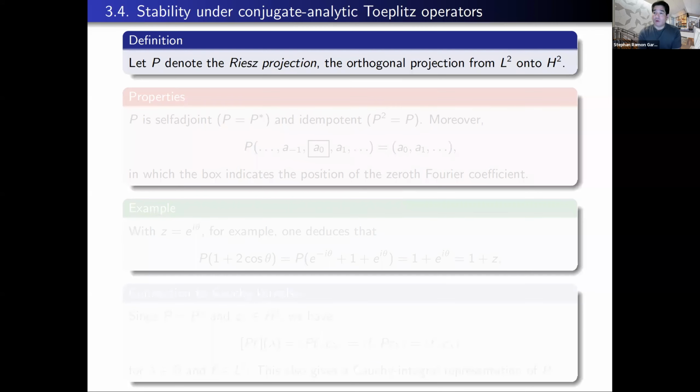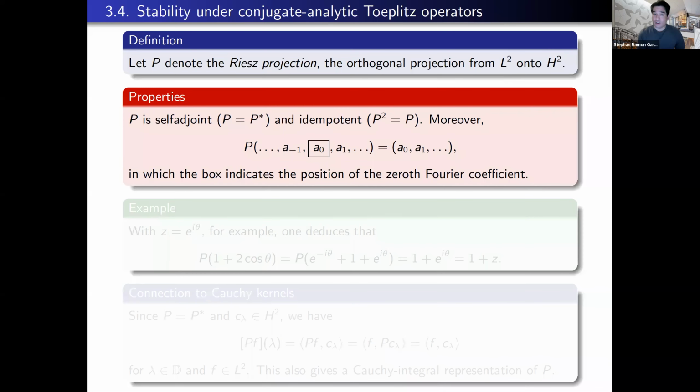Okay, now I want to tell you about the relationship between model spaces and Toeplitz operators, or at least conjugate analytic Toeplitz operators. That's going to involve the Riesz projection. Again, we're working in capital L2. We're thinking of H2 and all the model spaces as sitting inside capital L2. So I'm going to let P be the orthogonal projection, the Riesz projection, from the big space L2 onto H2.